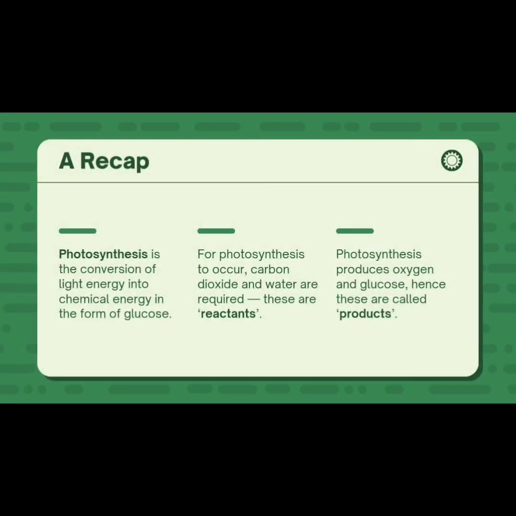Recap. Photosynthesis is the conversion of light energy into chemical energy in the form of glucose. For photosynthesis to occur, carbon dioxide and water are required. These are reactants. Photosynthesis produces oxygen and glucose, hence these are called products.